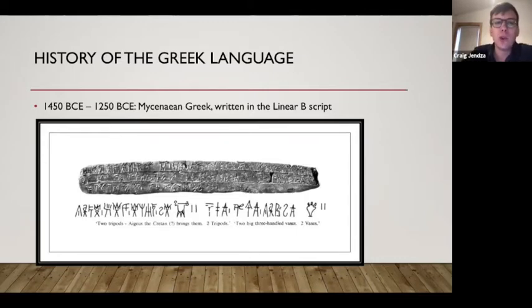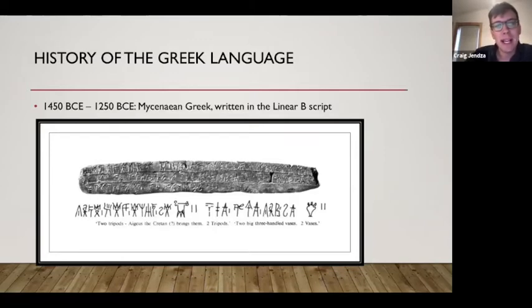Our first form of Greek is something called Mycenaean Greek. It's a Bronze Age form of Greek. And this is written before the Greek alphabet was even invented. So this is something that was deciphered later on. And it's written in this Linear B script. So if everyone can look at this tablet here, this is a clay tablet that is written in a script called the Linear B script, and it's a very old form of ancient Greek.